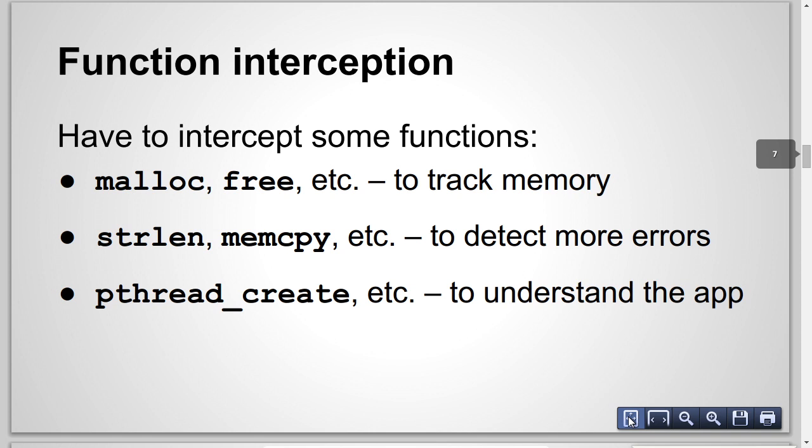The other thing ASan has to do to work correctly is to intercept a few functions. Basically, we have to intercept memory allocation functions to track where memory comes from, where it goes. We also have to intercept a few functions just to detect more errors or to understand what exactly the app does, like when does it create threads and where's the stack.